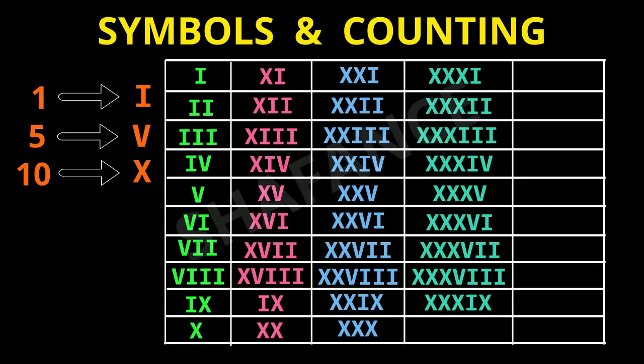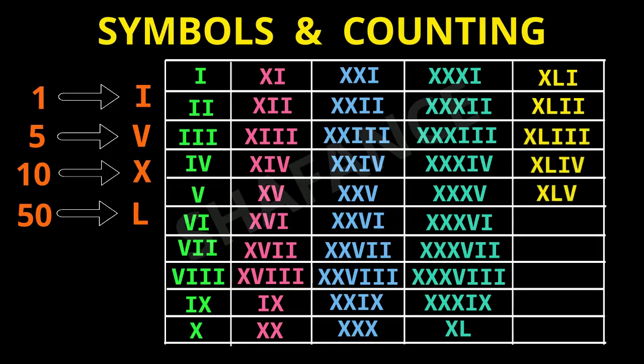So for that, now we have to see the symbol of 50. The symbol of 50 is L. So now for writing 40, we write the symbol of 50 and we subtract 10 from it. So the symbol of 40 becomes XL. So this is how we write 40. And thereafter we again proceed from 41 till 50. So we write the symbol of 40 and then 1, then 42 in a similar way, and we go on till 49, and then for writing 50, we write the symbol of 50, that is L.